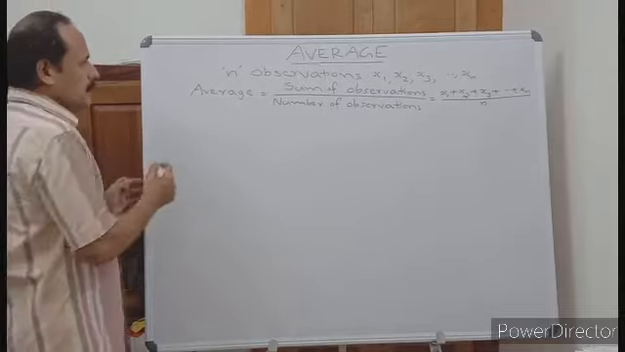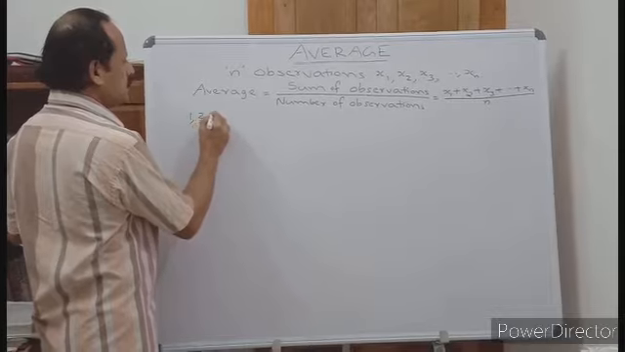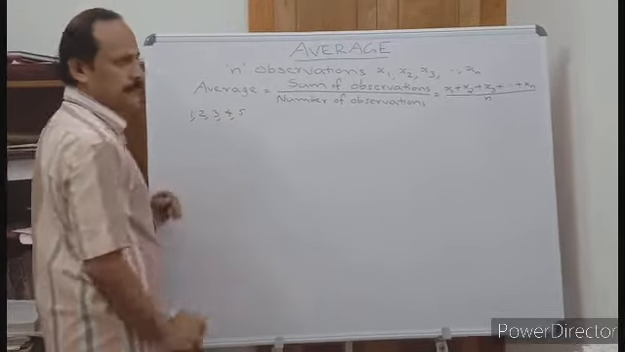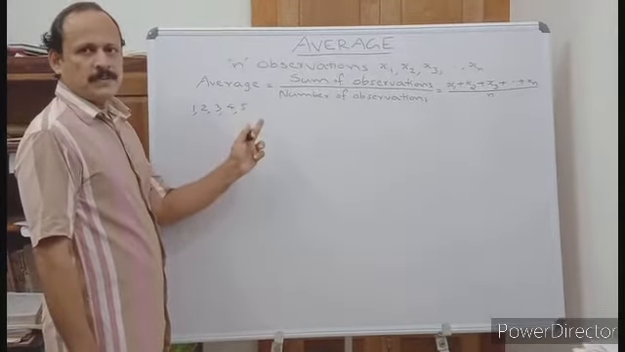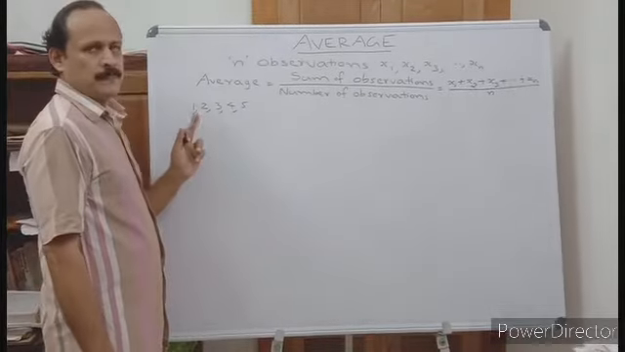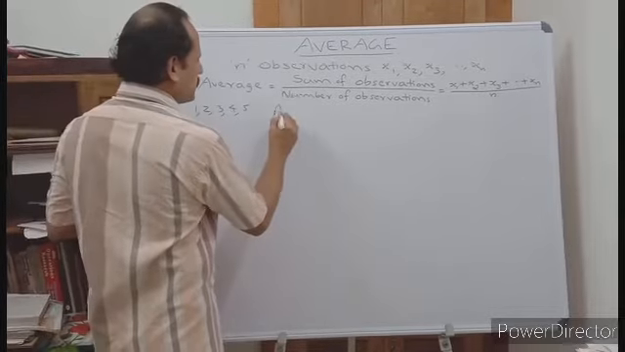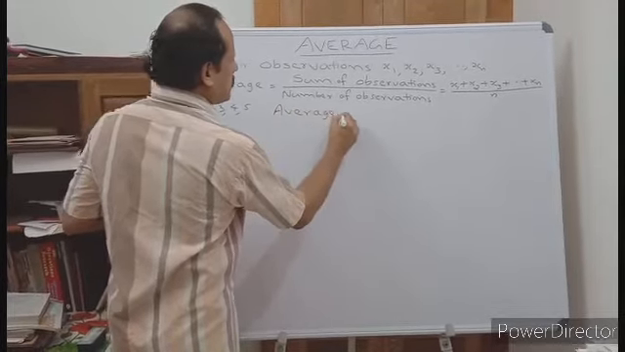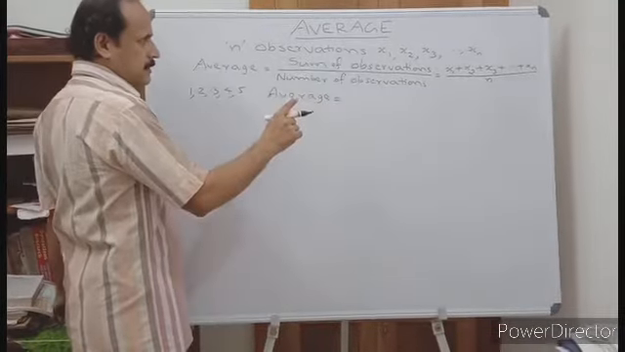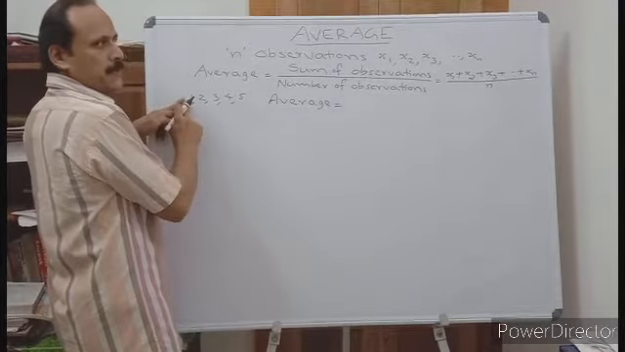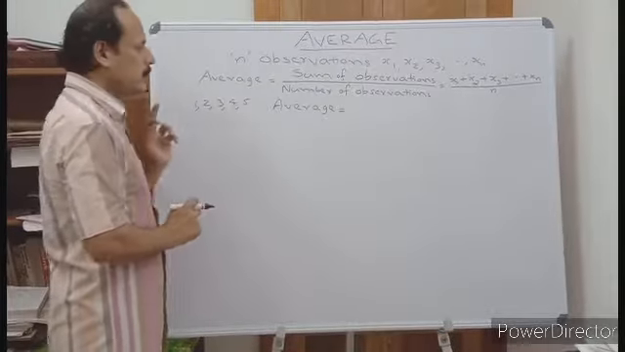For example, you take these numbers 1, 2, 3, 4, 5, and in school classes you studied that the average of these 5 numbers is 3, and verify here using this formula. What is the average? Average is equal to the sum of observations x1, x2, x3, etc. xn by n, and here x1 equals 1, x2 equals 2, x3 equals 3, x4 equals 4, x5 equals 5.